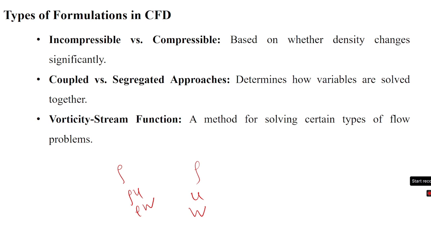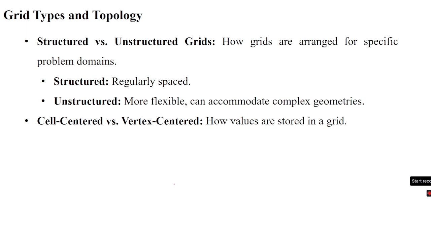Okay. So this way we can have the coupled formulation of the CFD. Then next is grid type and topology. In the grid type or topology, we don't rely on a fixed grid structure; instead we use a point cloud structure, which represents the fluid flow.